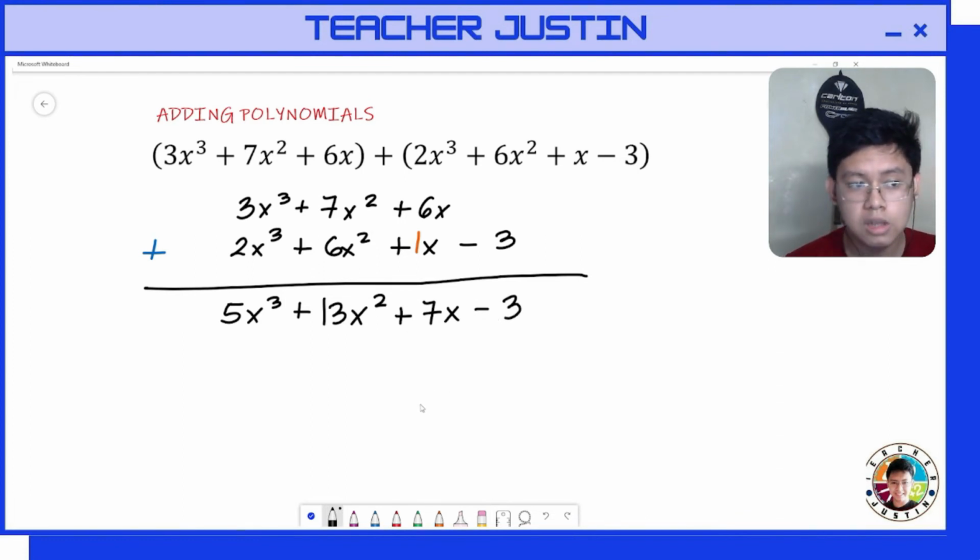The sum of these two polynomials will be 5x cubed plus 13x squared plus 7x minus 3. Alright, so this is our final answer.